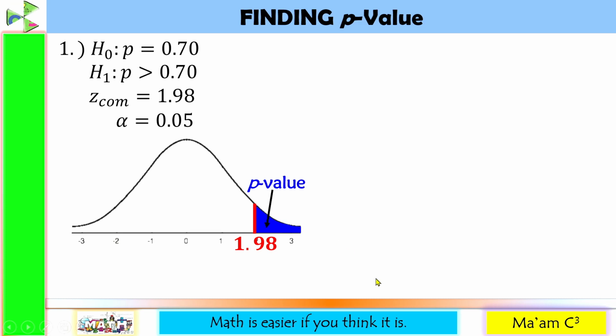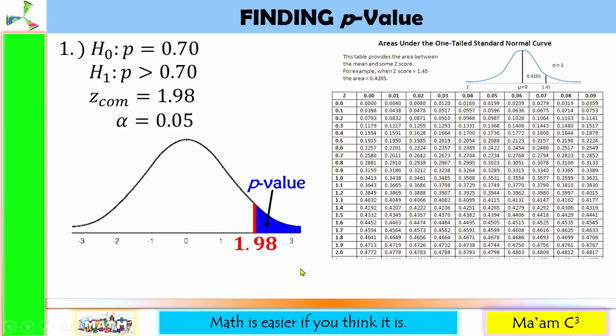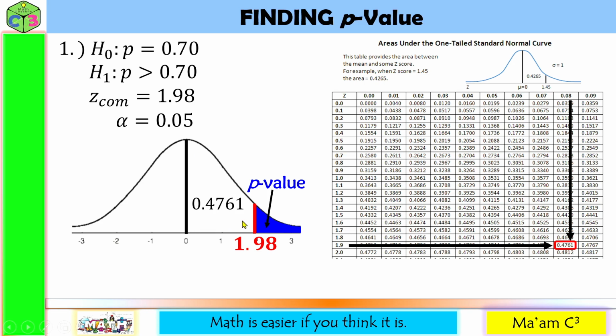To do that, let us bring out our z-table. Let us look for 1.98. So here is 1.9 and then 0.08. So the area is 0.4761. Remember that if you are using this particular z-table, this area is from the mean up to the particular z-value. So 0.4761 is from the mean up to 1.98. So this portion here is 0.4761. But this is not what we are looking for.